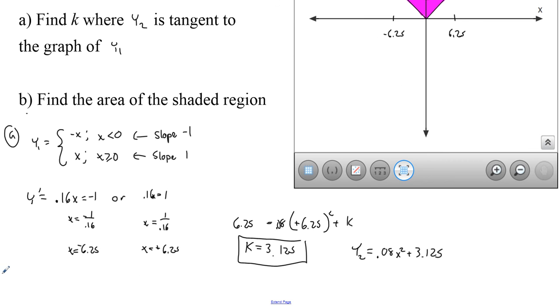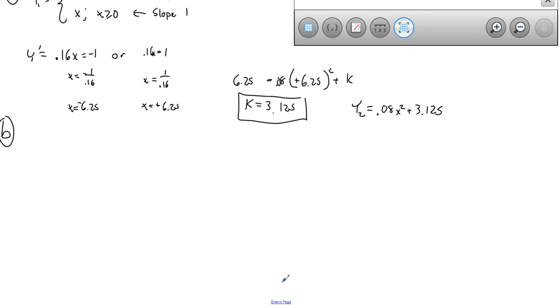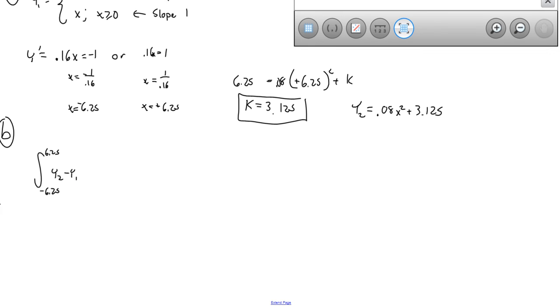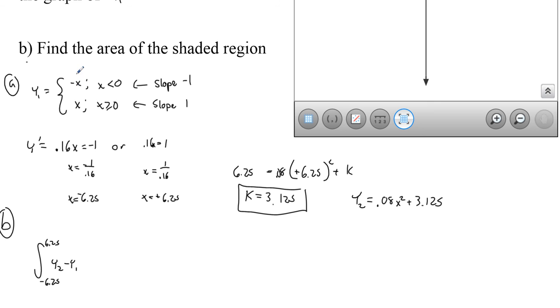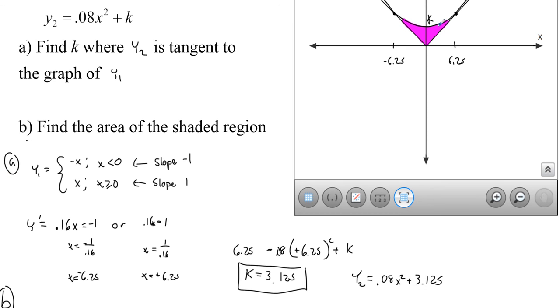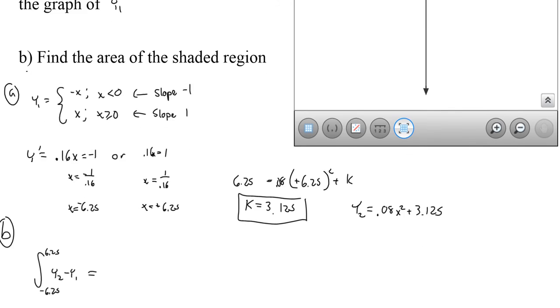And so to part B, find the area of the shaded region, all we have to do is the integral from negative 6.25 to positive 6.25 of y2 minus y1. And there's another problem. Remember, these two equations are different from each other. So here's what I'm going to do, and this is kind of cool. Since it's symmetrical, I'm just going to find this area here and double it. And that makes my life a lot easier.